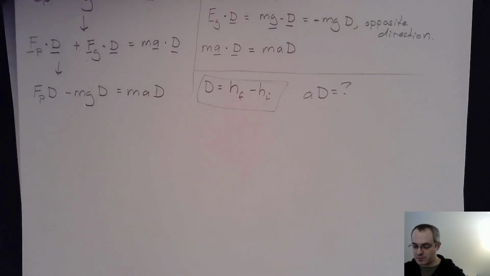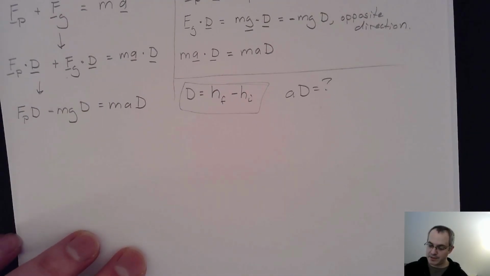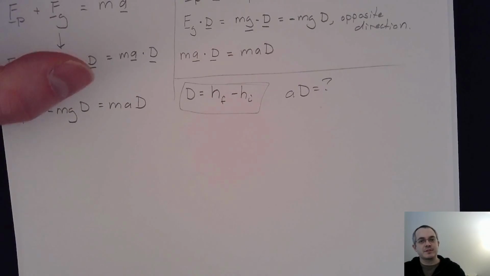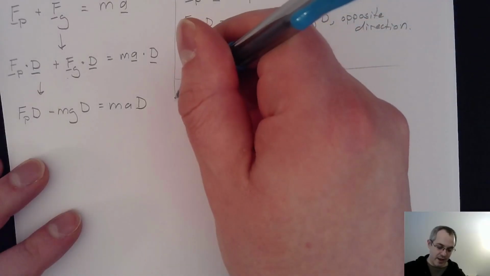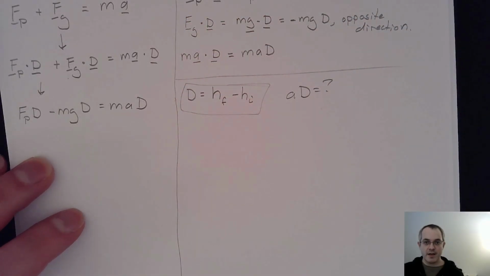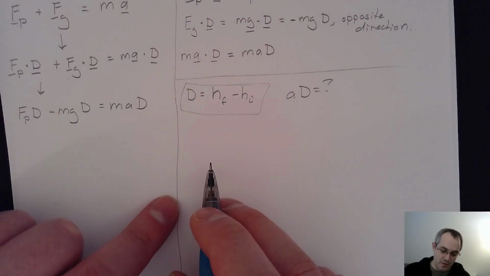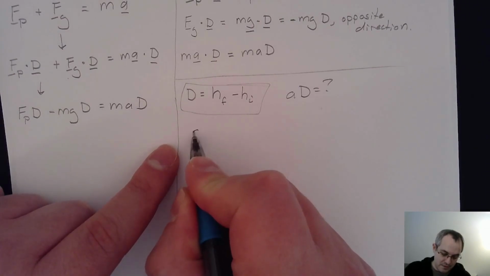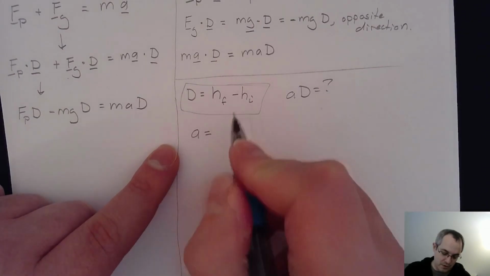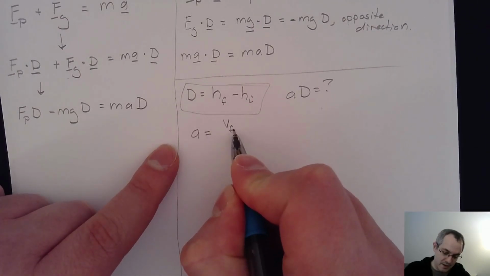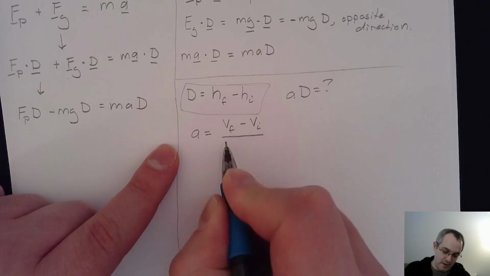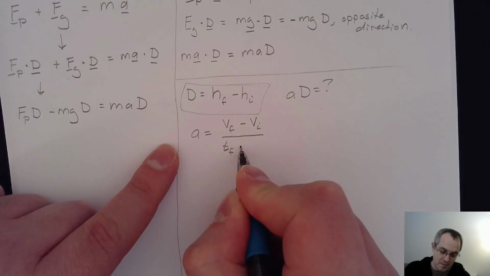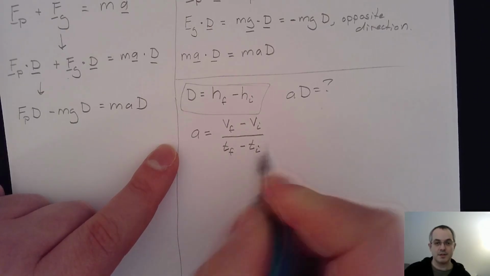And this is actually a really cool part. What we do for this is, remember, we have to assume that there's constant acceleration because we're not using calculus. If we're only using algebra, acceleration has to be constant. And if we have constant acceleration, that means that the acceleration is equal to the final velocity minus the initial velocity divided by the final time minus the initial time.